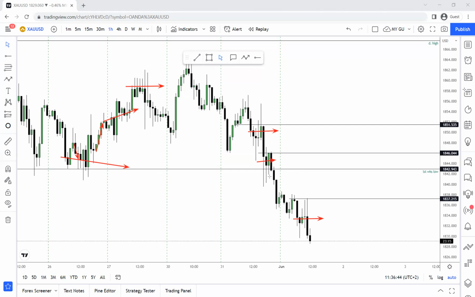And we use clean traffic to our advantage. And when there's no clean traffic, when there's some conflict, we use that as areas we watch out for price to reject or for price to play around it before it makes that continuation.